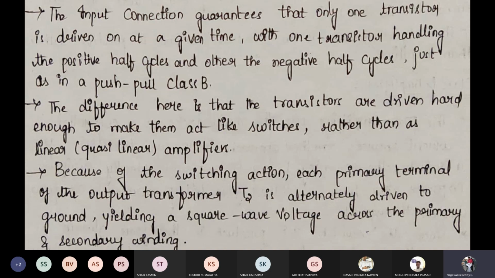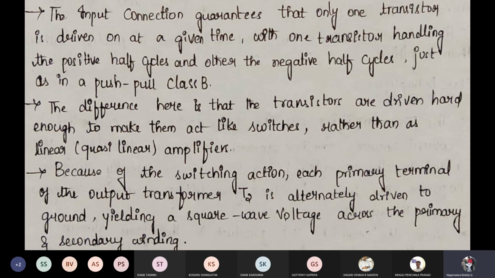So what is the functioning of the class D amplifiers? How are these transistors working? Here the input connection guarantees that only one transistor is driven on at a given time. So we have two transistors. In the class D amplifier, only one transistor turns on. The other transistor is in off condition, with one transistor handling the positive half cycle and the other handling the negative half cycle.